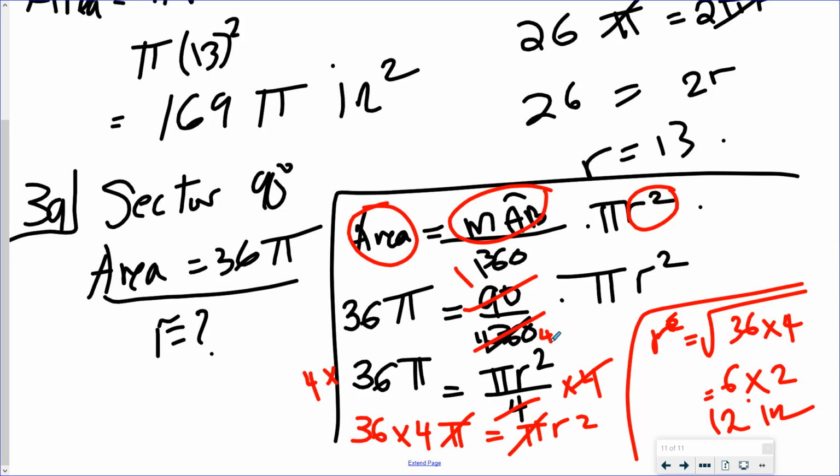Multiplying both sides by 4, you will find that 36 times 4 pi equals pi r squared. Then cancel pi, so r squared is equal to 36 times 4. So r will be the square root of 36 times 4. The square root of 36 is 6, and the square root of 4 is 2, so it will be 12. Is it clear?